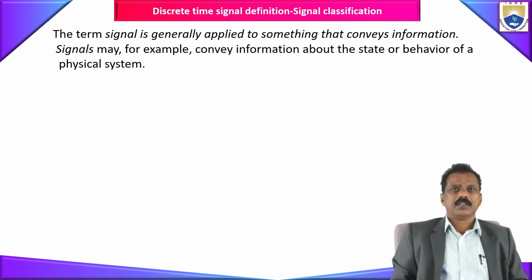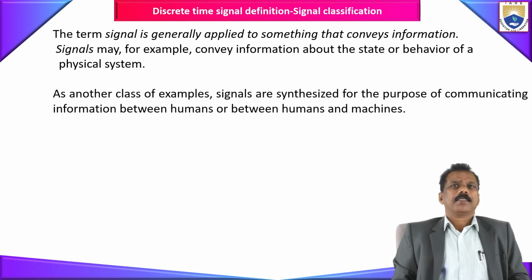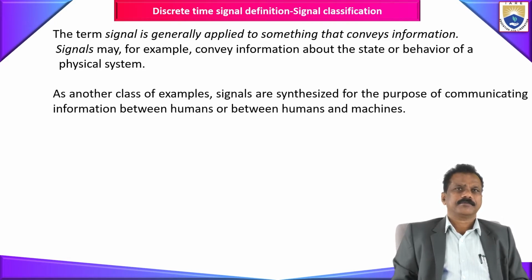Okay, so physically, a signal is generally applied to something that conveys information. A signal may convey information about the state or behavior of a physical system. As another class of examples, signals are synthesized. How they are synthesized, you will see from the next level onwards. But consider this: signals are synthesized for the purpose of communication, of information between humans or between humans and machines.